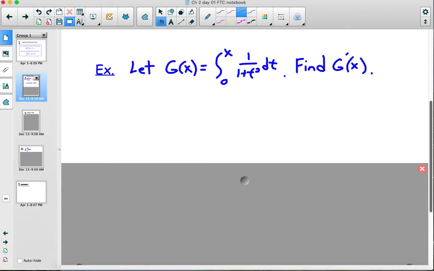So you could do it the long way and say, well, wait a minute, what's the antiderivative of 1 over 1 plus t squared? Oh yeah, that's the arctan. And then evaluate it at x minus evaluate it at 0, and then take the derivative, but there's no need to do that. We know that the answer is going to be 1 over 1 plus x squared.